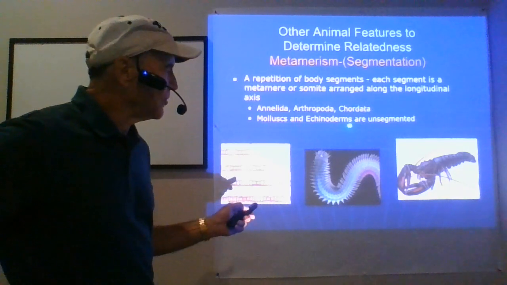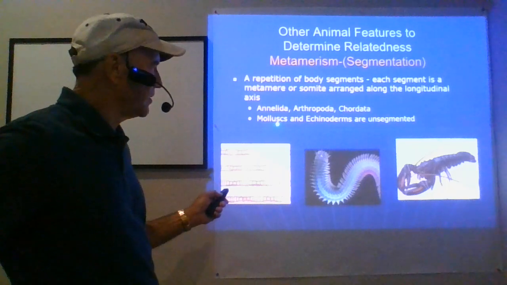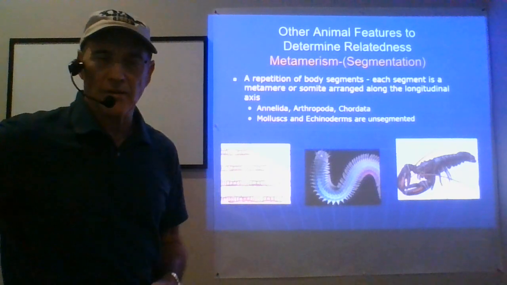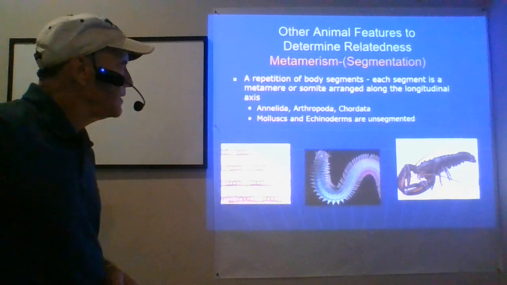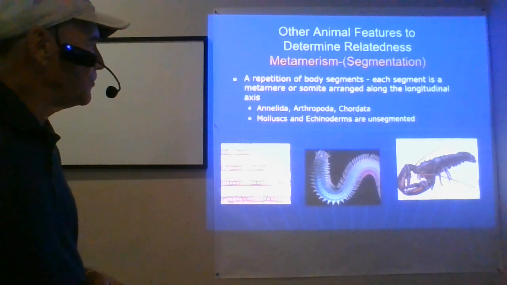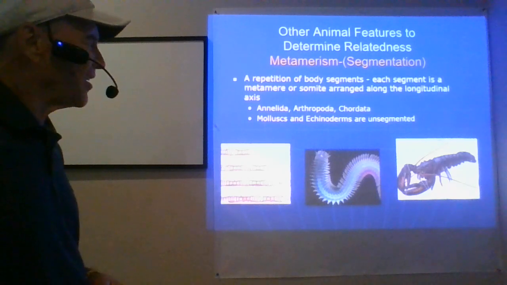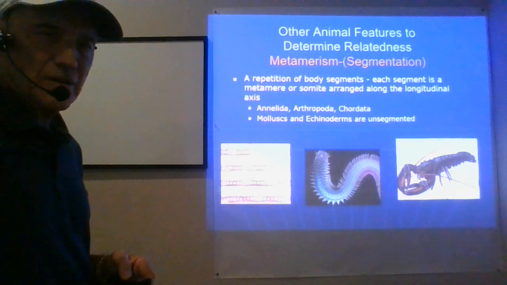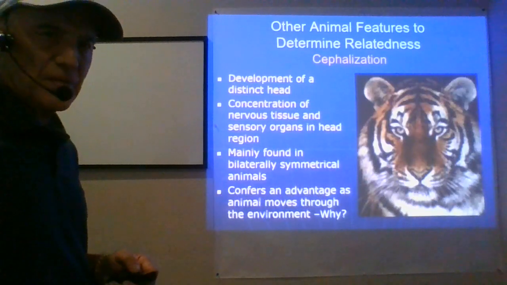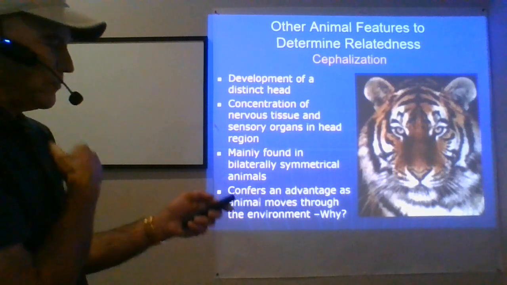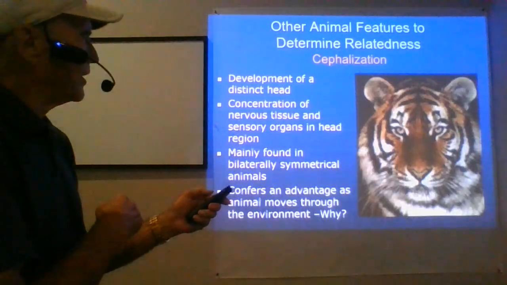Mollusks and echinoderms. Mollusks, the clams, and echinoderms, the starfish, they're not segmented. Okay, so is the body plan segmented or not? Another question determining relatedness. And then here's I believe this is our final one. Yeah, this is our final one.